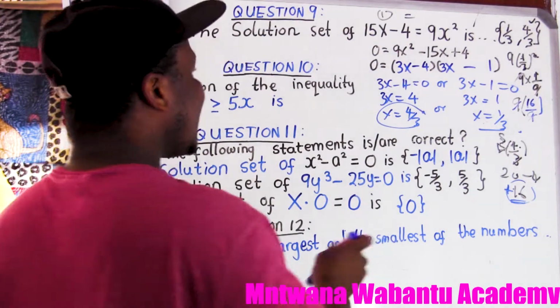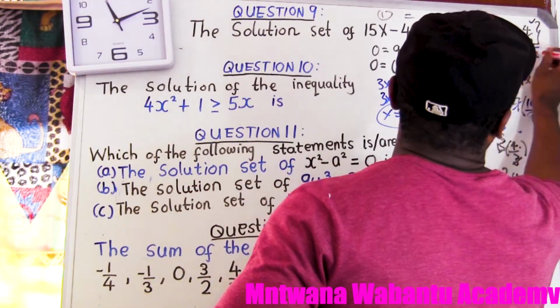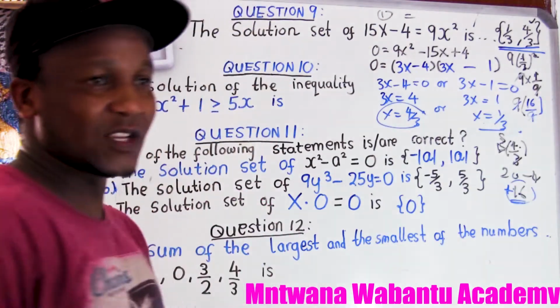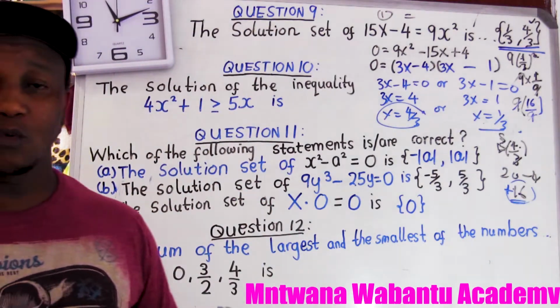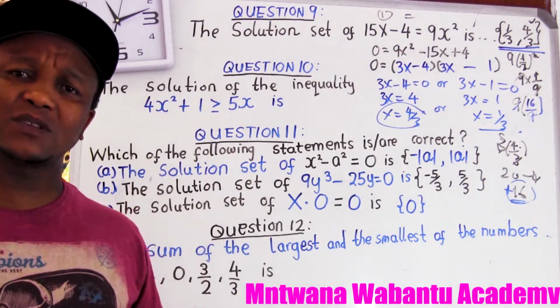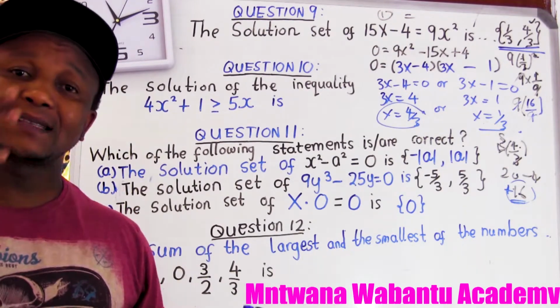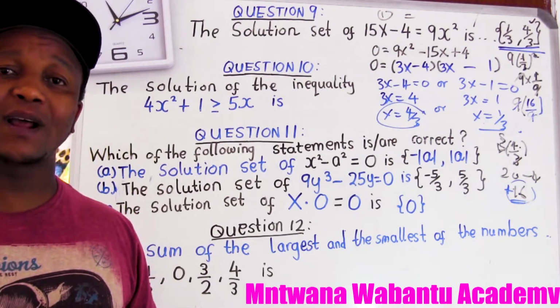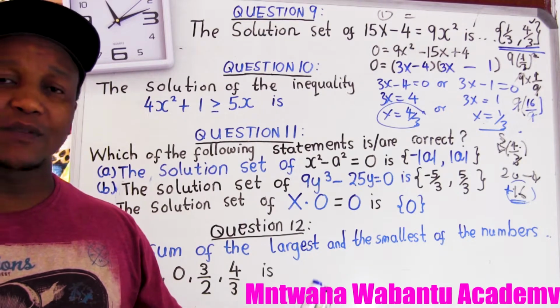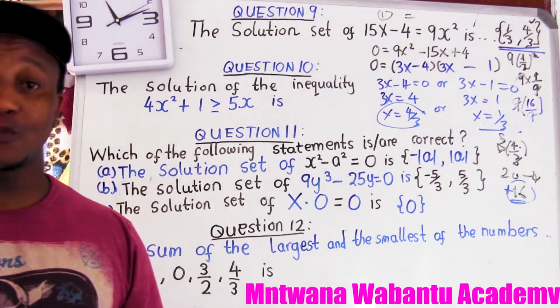So our solution set is 1 over 3 and 4 over 3. So do not confirm at first glance and say, oh, this is my solution set. No. Go back and test it again and see if it satisfies both equations. Left hand side should be equal to the right hand side.